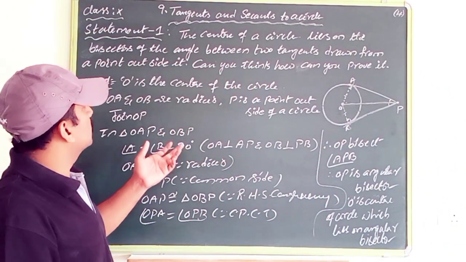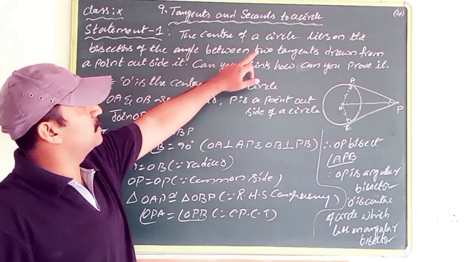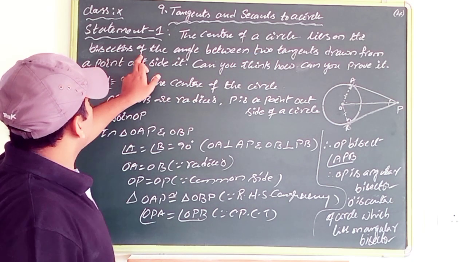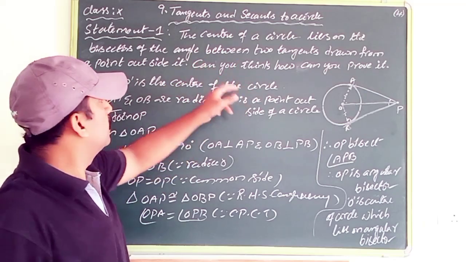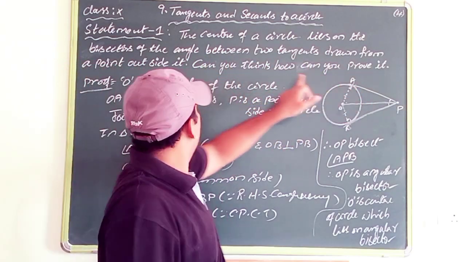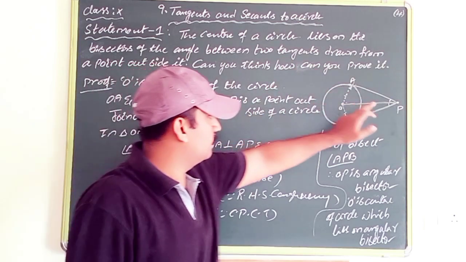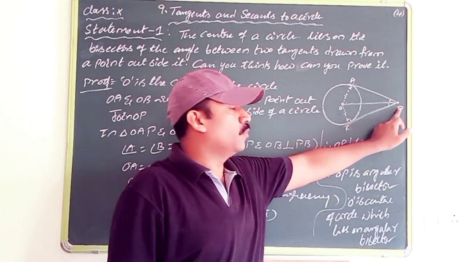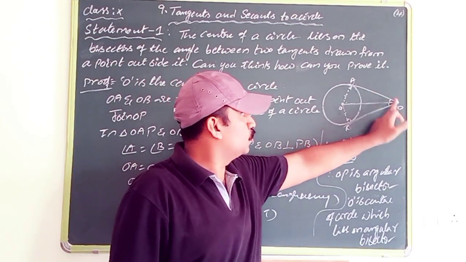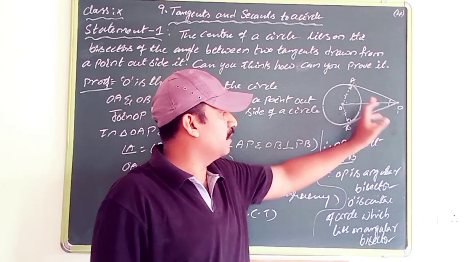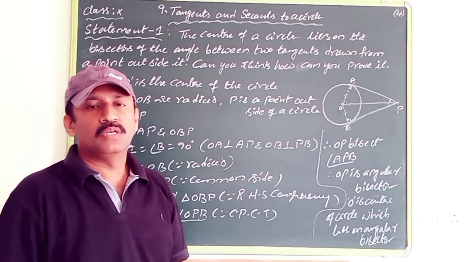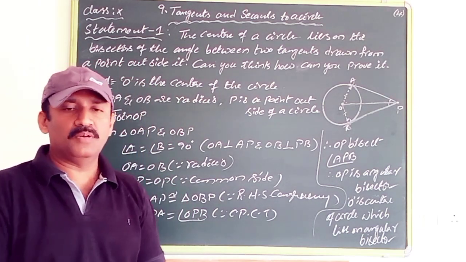So the question is asked here one more time. You can observe here the center of the circle lies on the bisector of the angle between the two tangents drawn from a point outside. So OP is the angular bisector of these two tangents, and O is the center which lies on the angular bisector. So this is the proof. I hope you understood this one. So next statement we will continue.